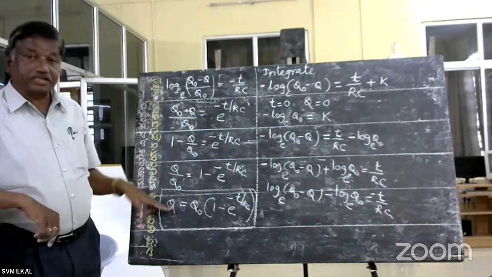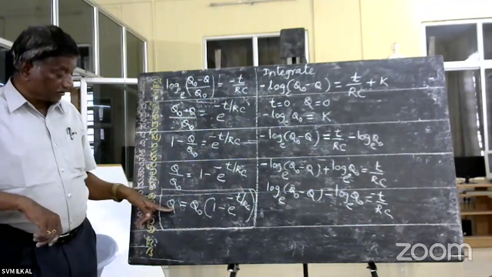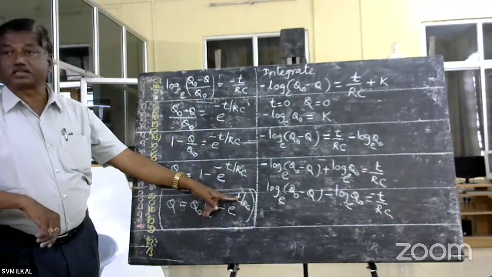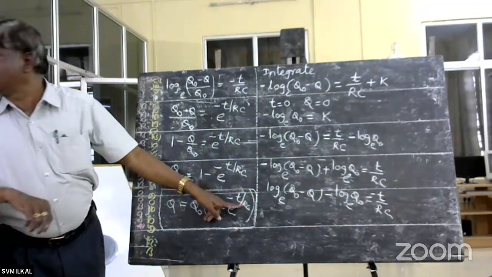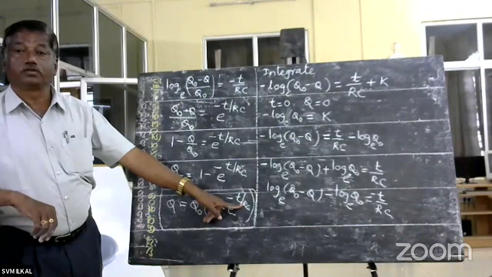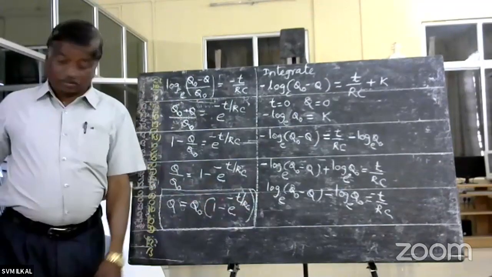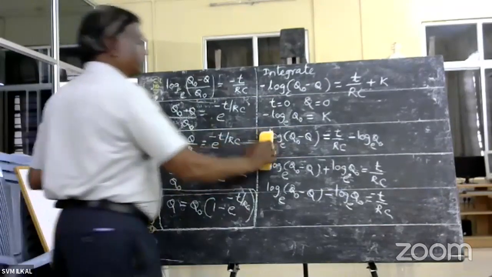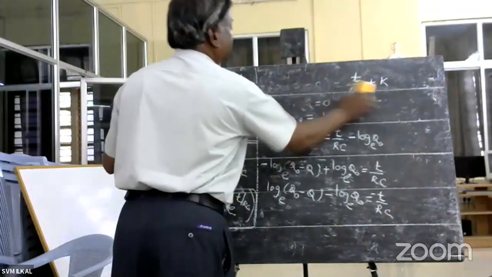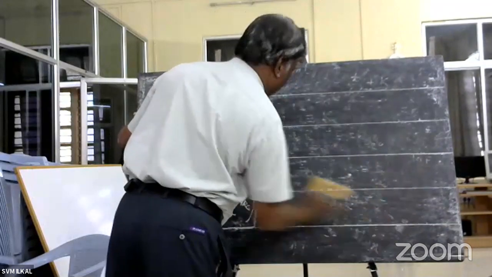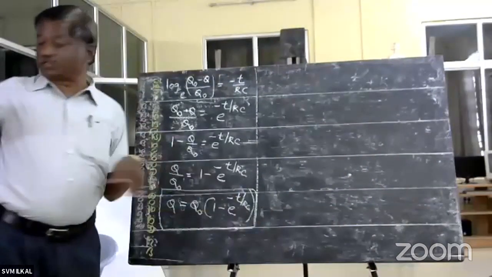So, the charge at any instant of time we can find as Q equal to Q naught times (1 minus e raised to minus t by RC), with t the charging interval, R the resistance used in the circuit, and C the capacity of the capacitor. So, this is the expression for the charge of the capacitor at any interval of time during charging of the capacitor through a high resistance R.